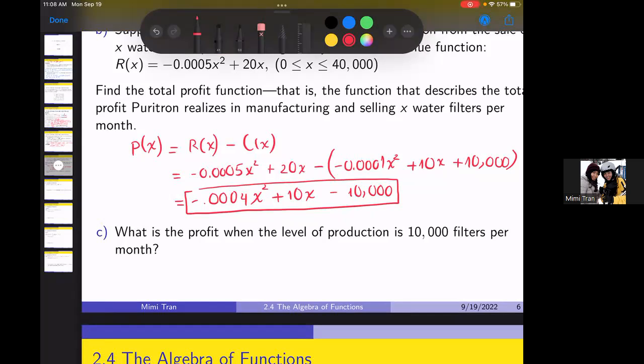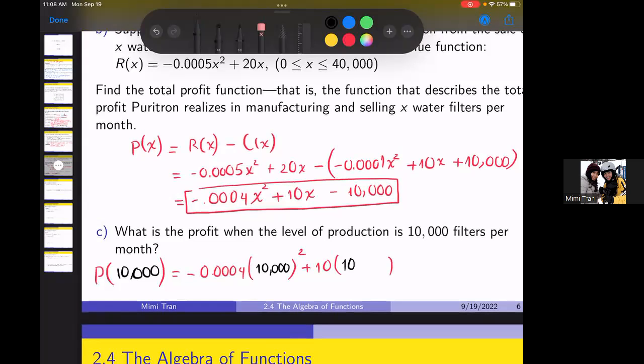So P of 10,000 filters is equal to minus 0.0004 times 10,000 squared, plus 10 times 10,000 again, plus the minus 10,000 here. Use your calculator to do this.